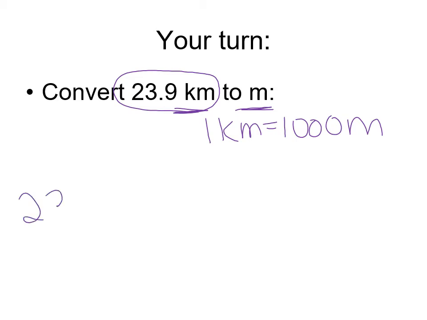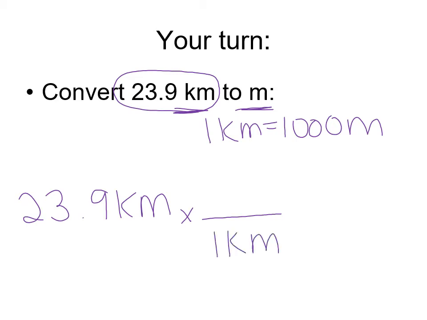So 23.9 km times, and I want my units to cancel, my kilometer unit to cancel. So I'm going to put 1 kilometer at the bottom and 1,000 meters up top. Now my kilometer units cancel out, and if you want to X them out, you can, and we're left with the unit meter. And that's the unit that we wanted.